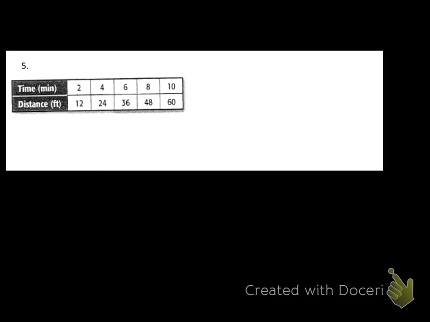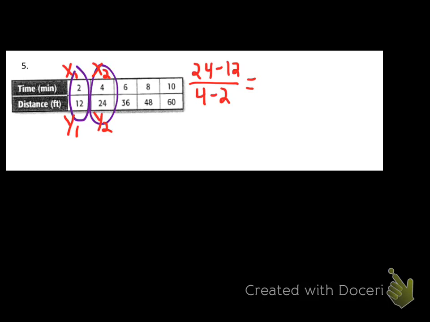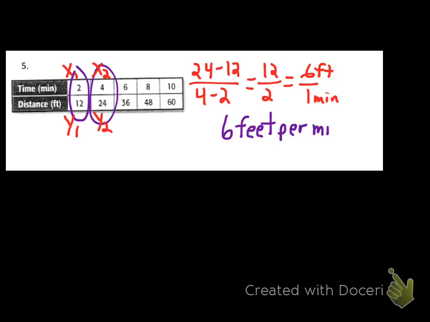Number 5, another table. We are comparing time in minutes to distance in feet. I'm going to pick the first 2 points again and label them. And I'm going to find the rate of change. How about 24 minus 12 over 4 minus 2? Giving me 12 over 2, which is 6 over 1. And I'm just going to go ahead and label that because the y values are in feet. So I can go 6 feet for every 1 minute. And you could say that my rate of change is 6 feet per minute.